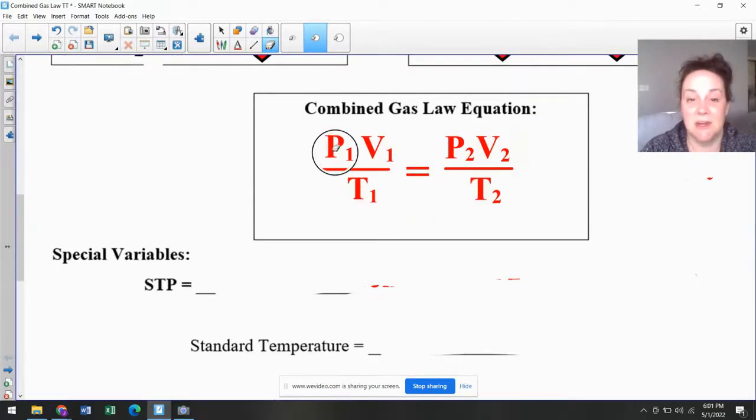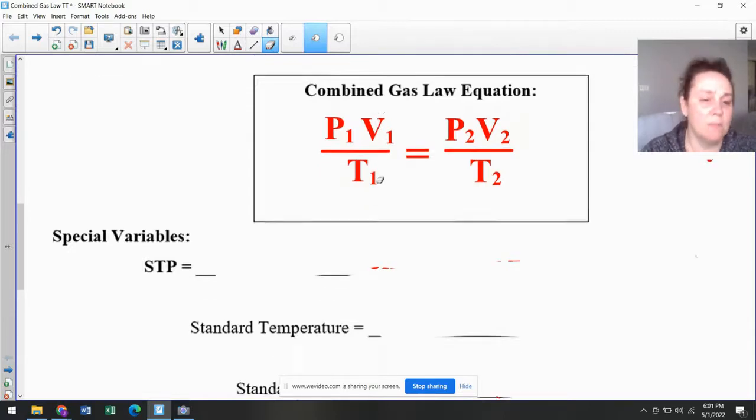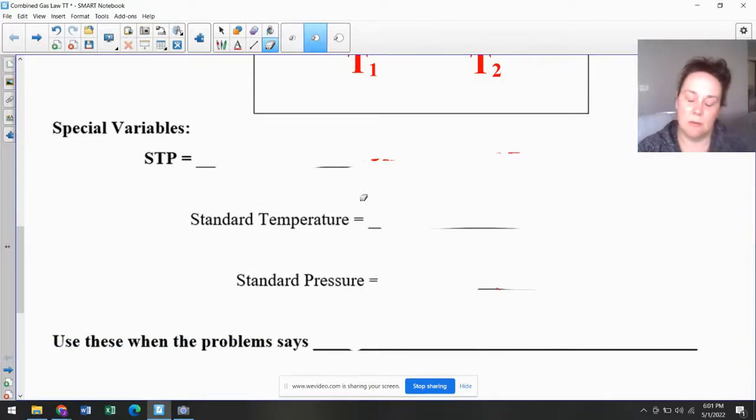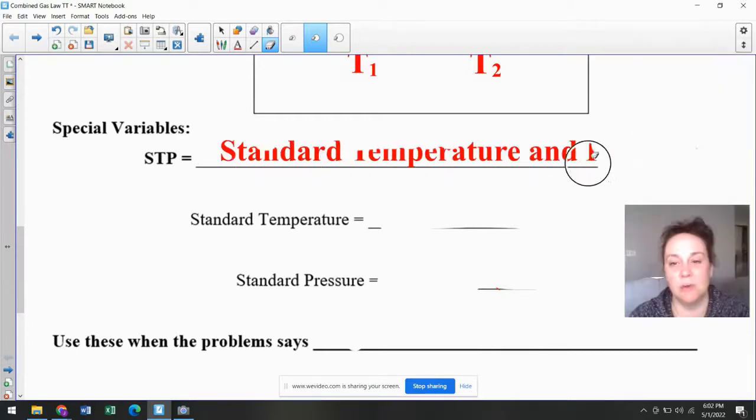So now the potatoes and the veggies go on the table for the combined gas law. And again, if you want to take a minute at some point today and write that on the back of your periodic table, you should have a spot for that one as well. We also point out, on the back of your periodic table and here in these notes, that there are some special variables. This is called STP, or standard temperature and pressure.